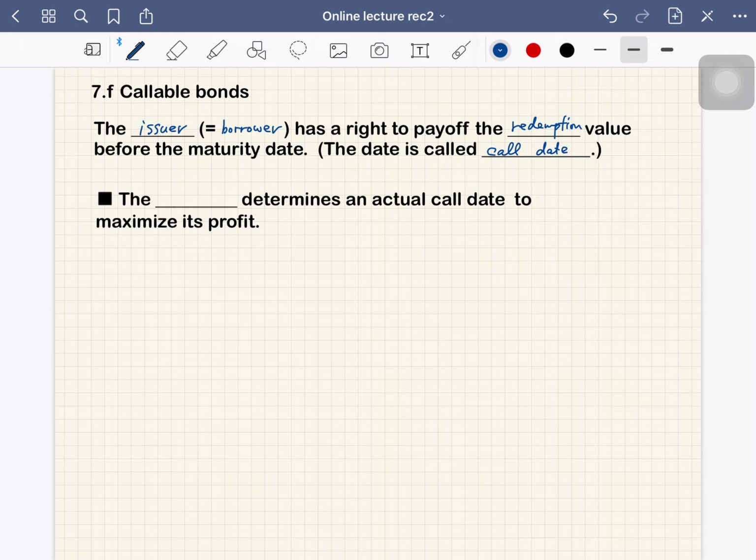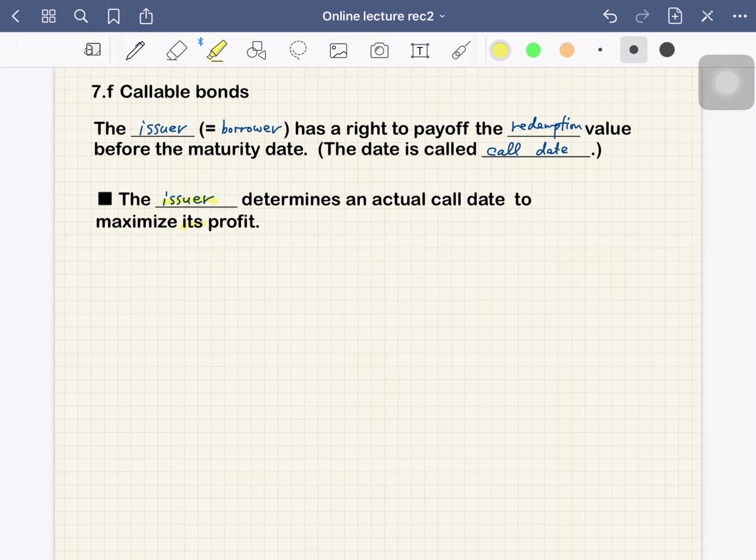So basically, to determine the price of callable bonds, the most important fact is that the issuer determines an actual call date to maximize its profit. Okay, so the issuer wants to maximize their profit. That is the point. Since the issuer has a right, the issuer determines the actual call date.